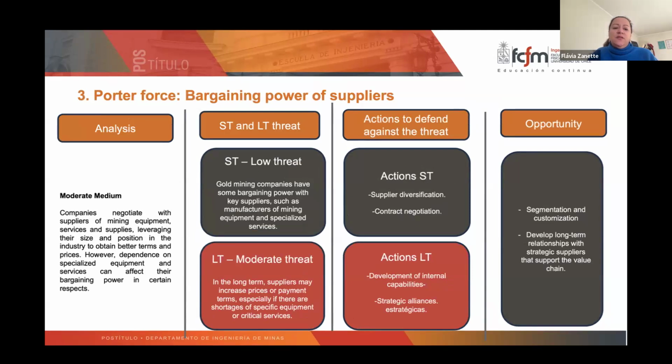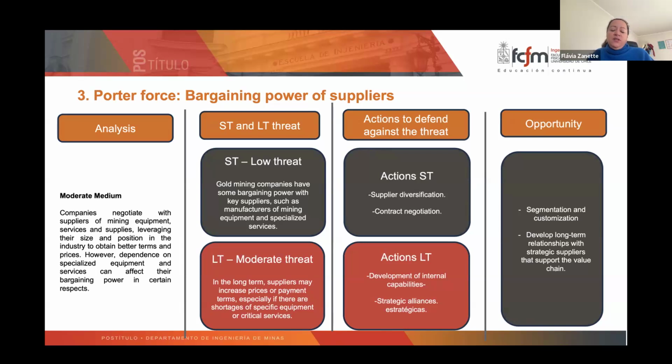The third Porter force is bargaining power of suppliers. In our analysis, this could be a moderate or medium threat. Companies negotiate with suppliers of mining equipment, services, and supplies, leveraging their size and position in the industry to obtain better terms and prices. However, the dependence on specialized equipment and services can affect their bargaining power in certain respects.